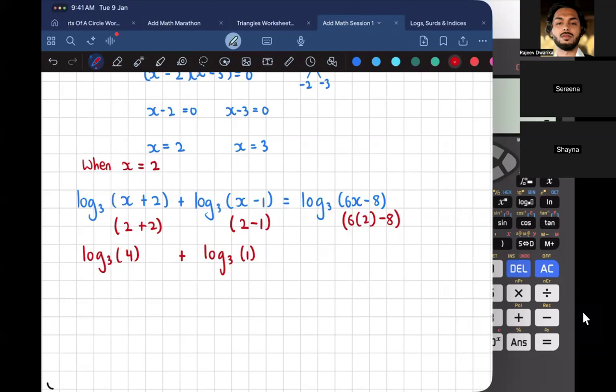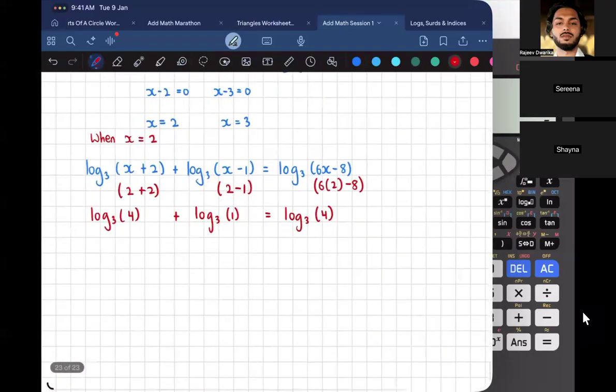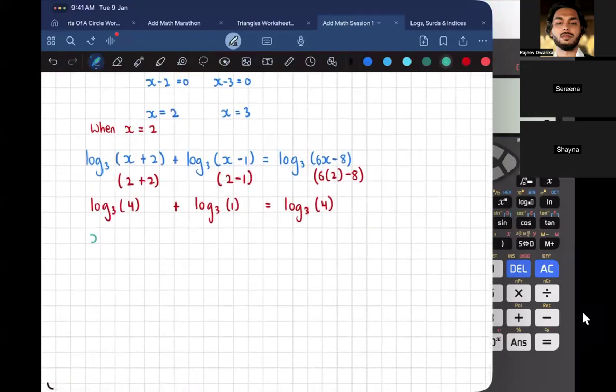By chance, Serena, what would the answer for this be? Yes, any number to the power 0 is 1. And that would be equal to log base 3, 6 by 2 is 12, right? 12 minus 8 is just 4. So is x is equal to 2 a valid solution? Yes. Right. X is equal to 2 is valid.